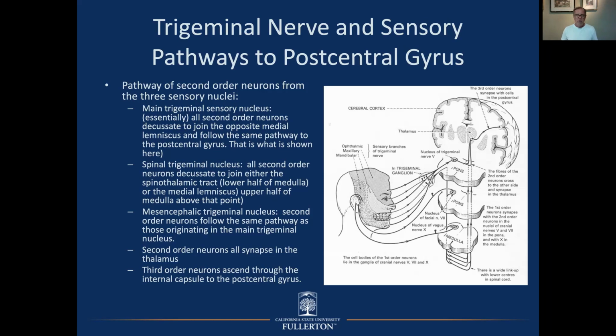So down at the lower level of the medulla, the pain information is projected to join across the midline with the spinothalamic tract neurons. So you've got all the pain information kind of in together at that point. And then the same thing for the mesencephalic nucleus. Second order neurons project across the midline, and they join at that point the medial lemniscus. You have a medial lemniscus in the midbrain, so that's what happens. Second order neurons all synapse in the thalamus, and the third order neurons all ascend through the internal capsule. That's an important point. To the postcentral gyrus. All right, next slide.